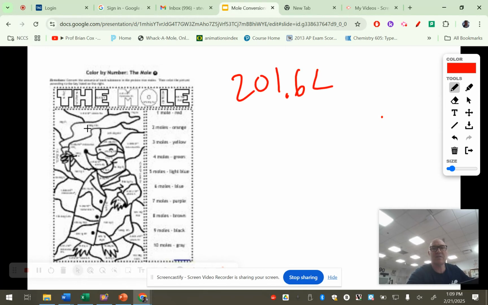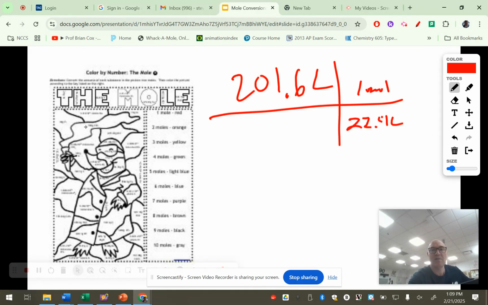Remember back to our maps that anytime you go to moles, you divide. So this time you divide by 22.4, since there are 22.4 liters in 1 mole. So 201.6 divided by 22.4. Really it's all about the work too, so on the side you'll put the work. That's equal to 9, and you'll find 9 and color the smoke black, which makes sense.